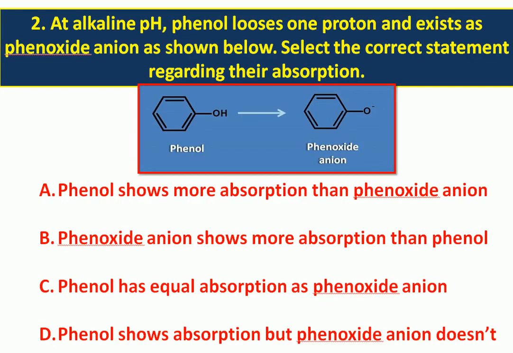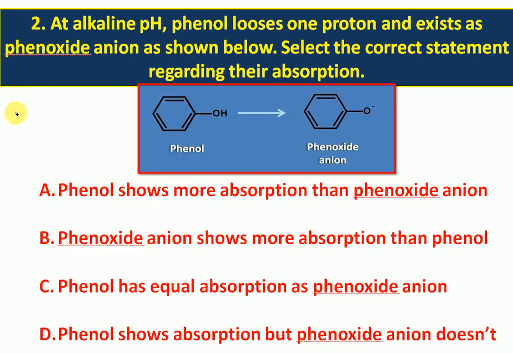Question number 2 is, at alkaline pH, phenol loses one proton and exists as phenoxide anion as shown below. So this is the figure. Select the correct statement regarding their absorption. Let us read the options. Option A is, phenol shows more absorption than phenoxide anion. B, phenoxide anion shows more absorption than phenol. C, phenol has equal absorption as phenoxide anion. D is, phenol shows absorption but phenoxide anion doesn't. Let us solve this question.